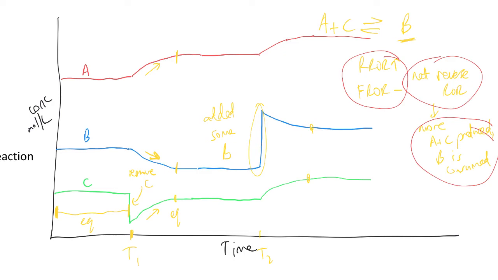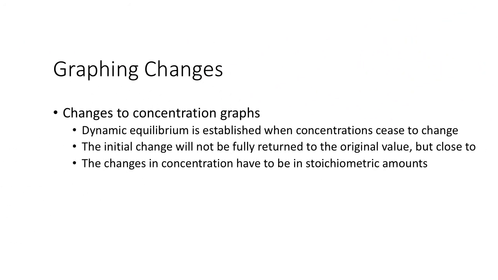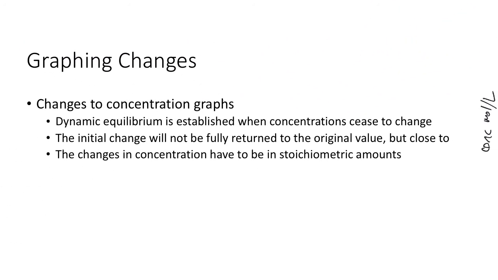Let's move on. Okay, changes to concentration graph. Dynamic equilibrium is established when concentrations cease to change. Okay, so that's again equilibrium when it flatlines. Okay, initial change will not be fully returned to original value, but close to that original value.